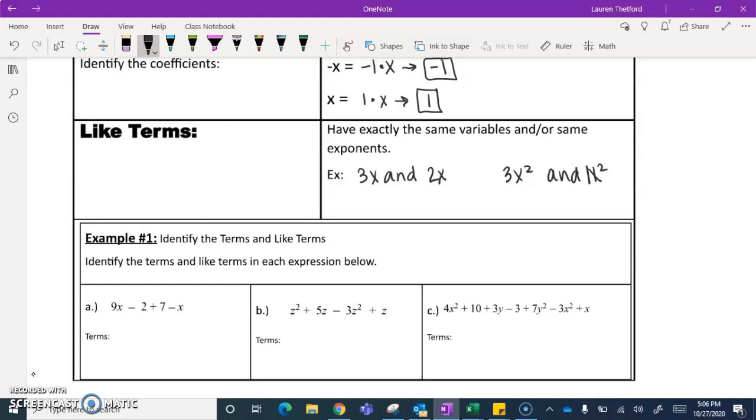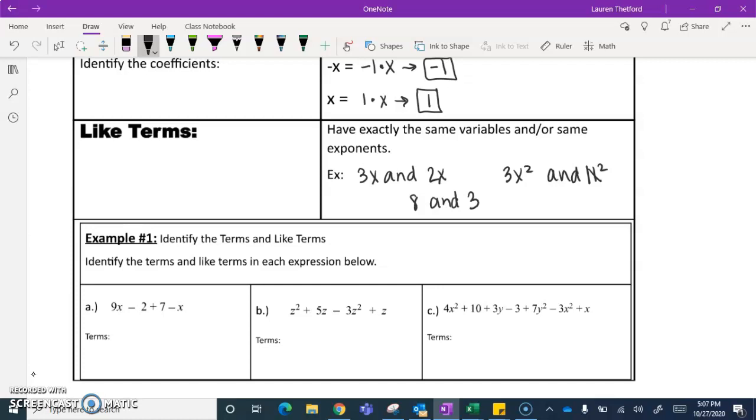Those are like terms. We also have things that might not have a variable. So this could be 8 and 3. 8 and 3 both don't have a variable, and so they are like terms. Since they both don't have a variable, they're both alike in that way.